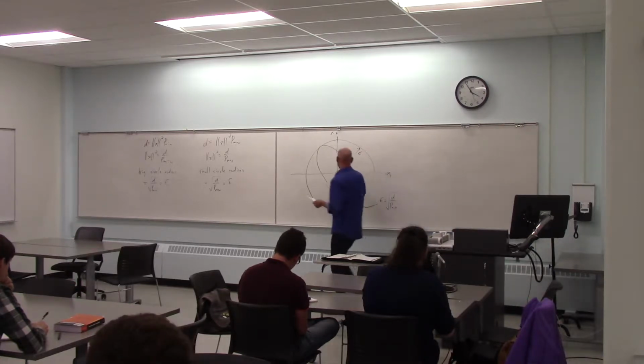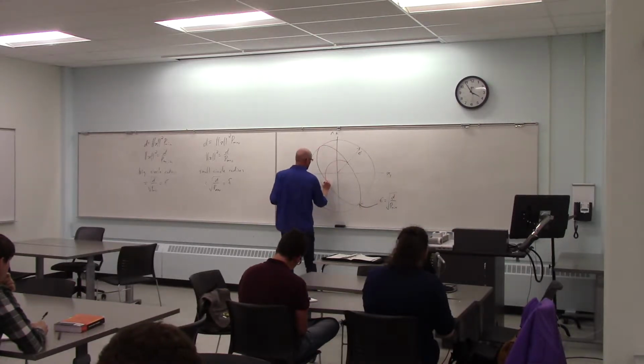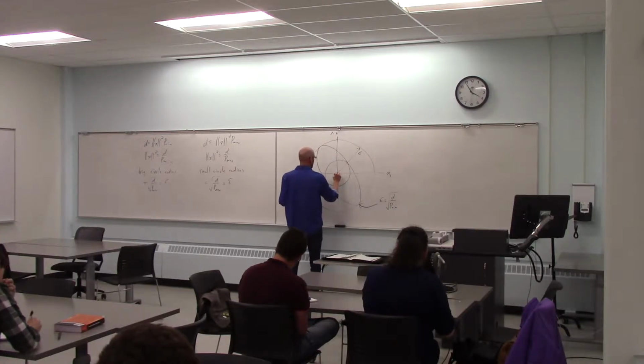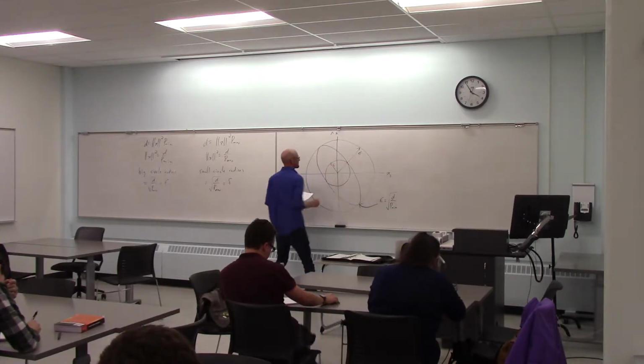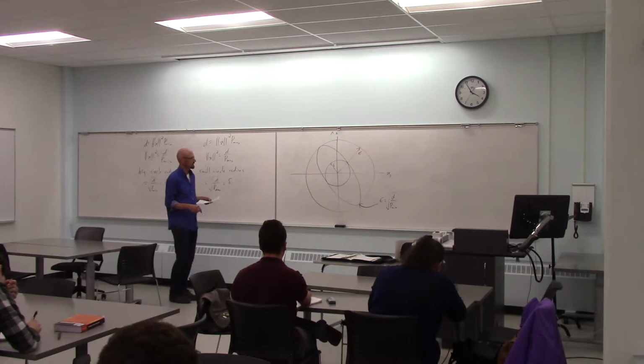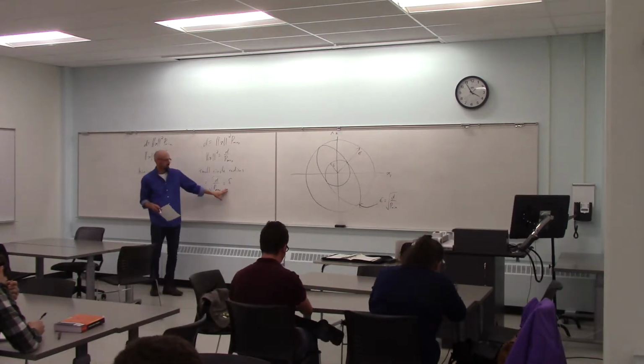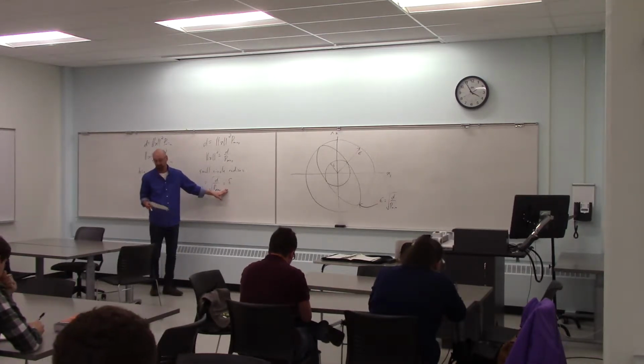Then I'm going to do a small circle of radius delta. And I'm using this formula here for delta.